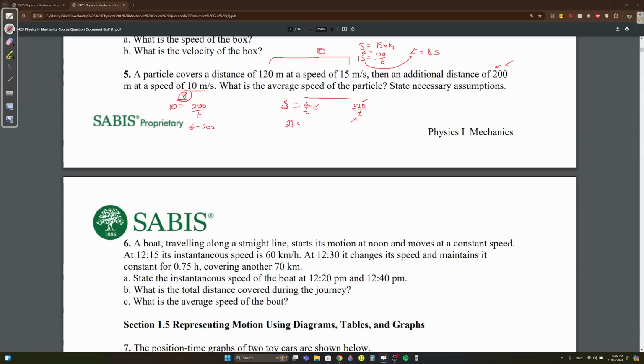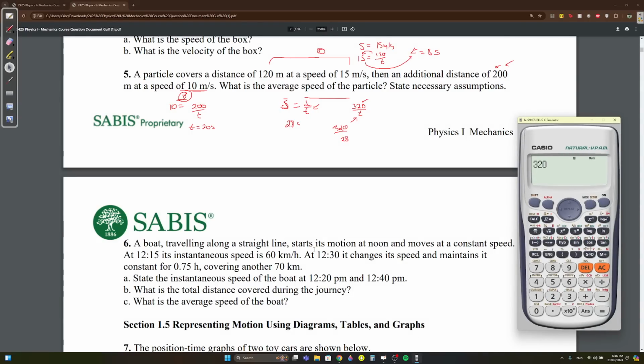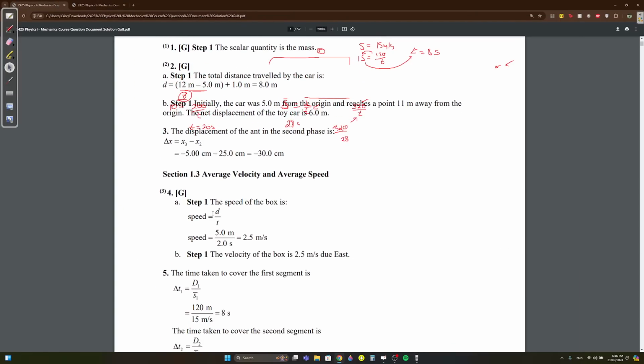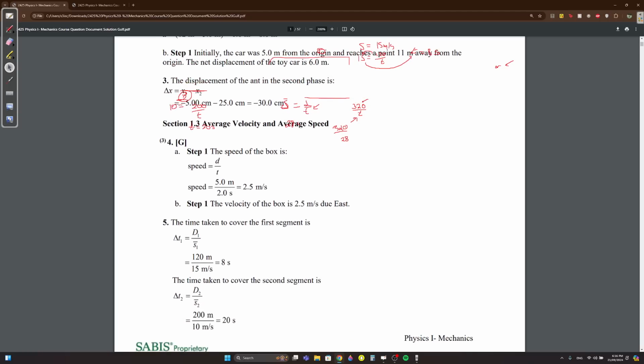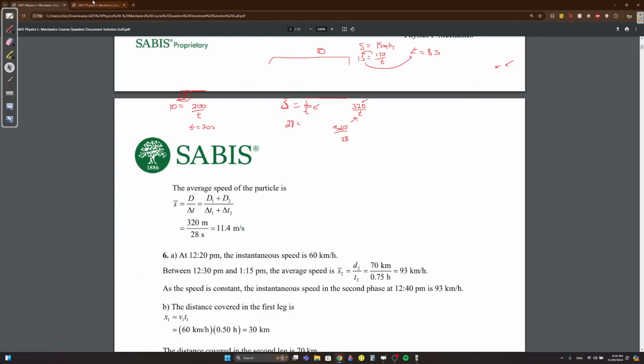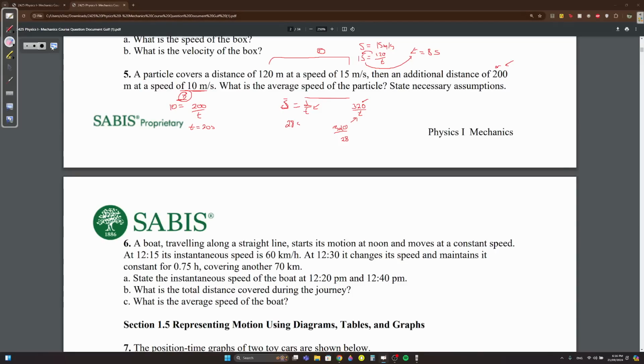Can we find the speed? 320 divided by 28. Just put that in a calculator. 320 divided by 28. Yeah, 11.4. Okay.